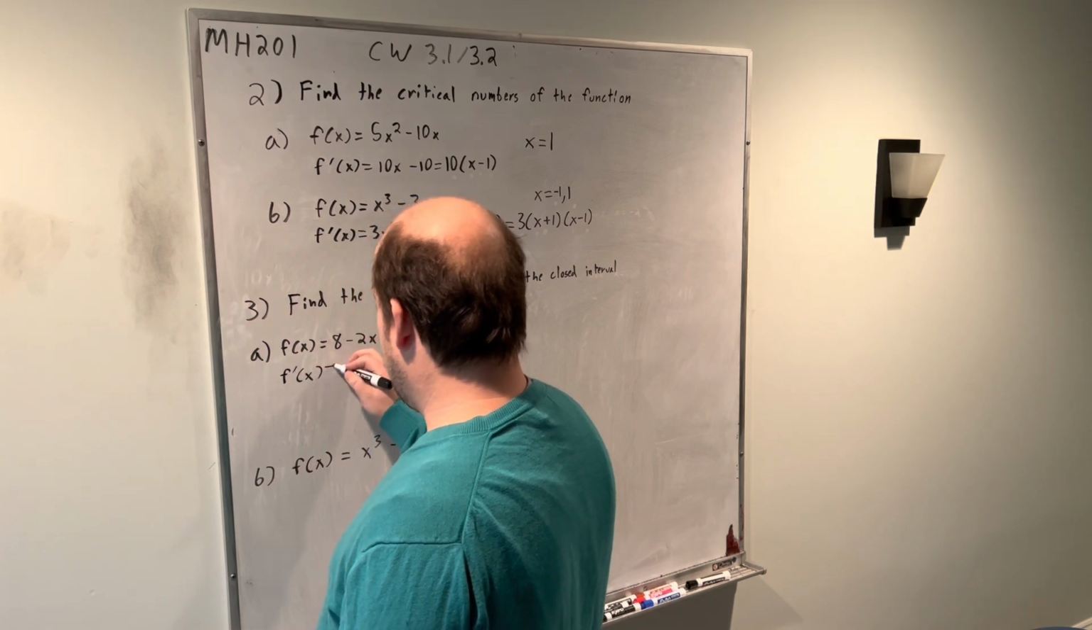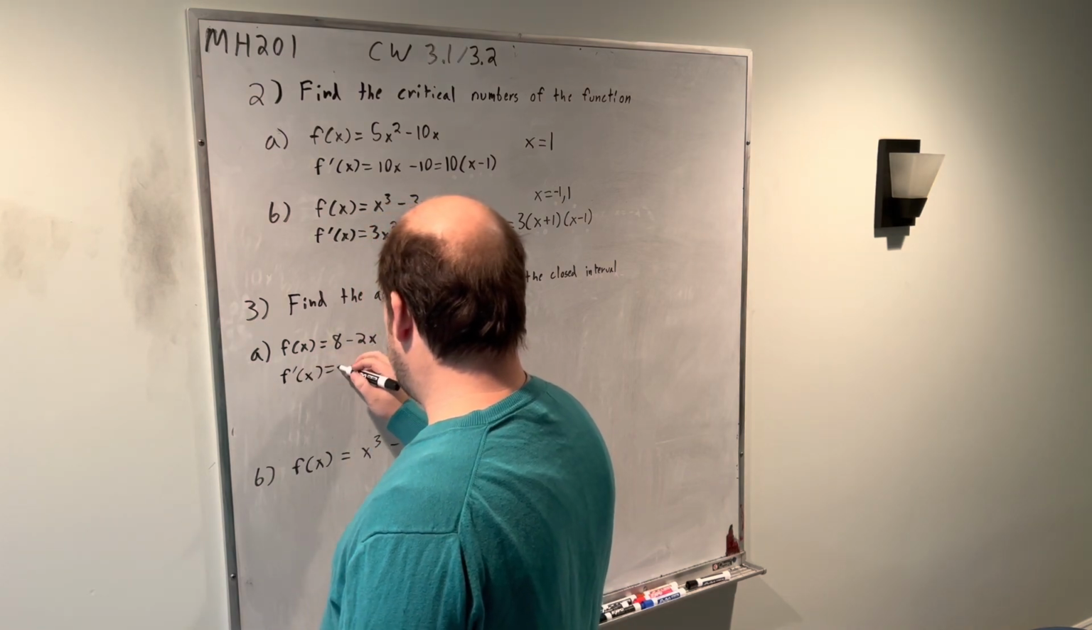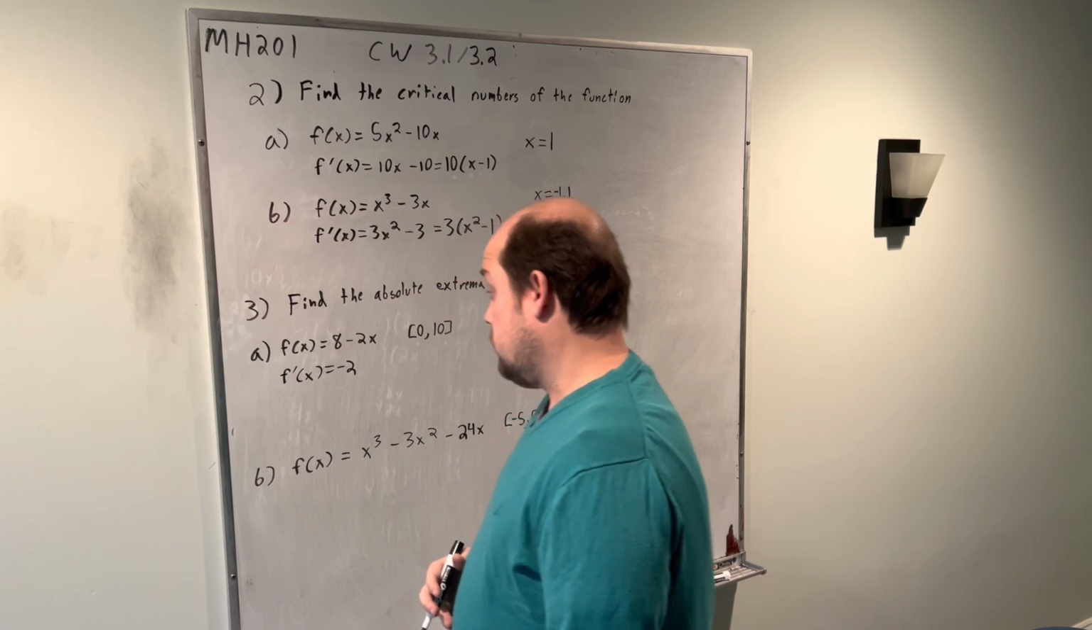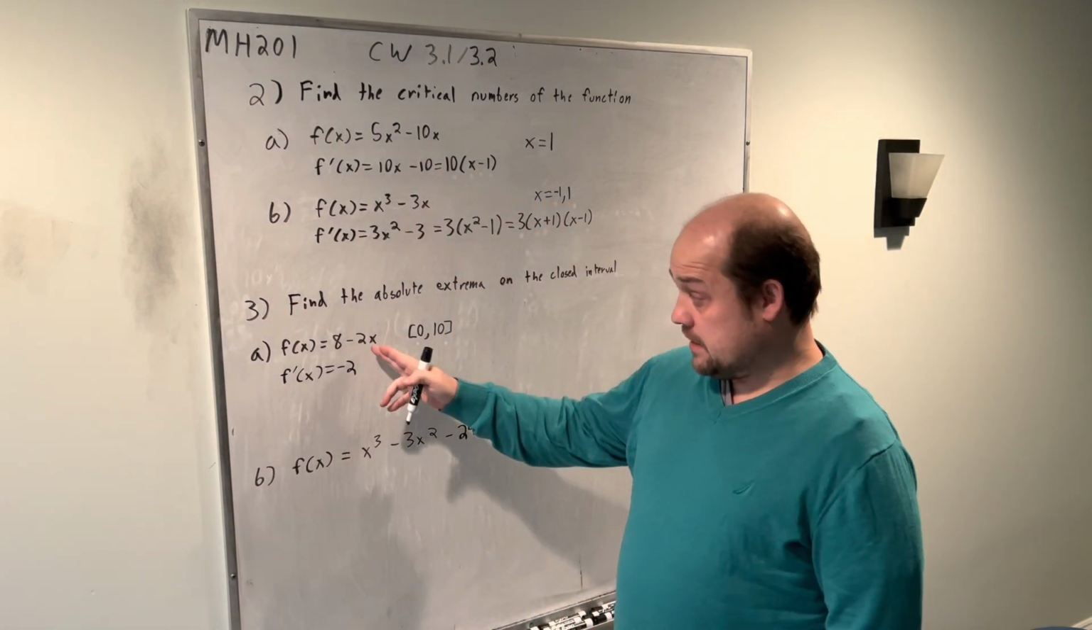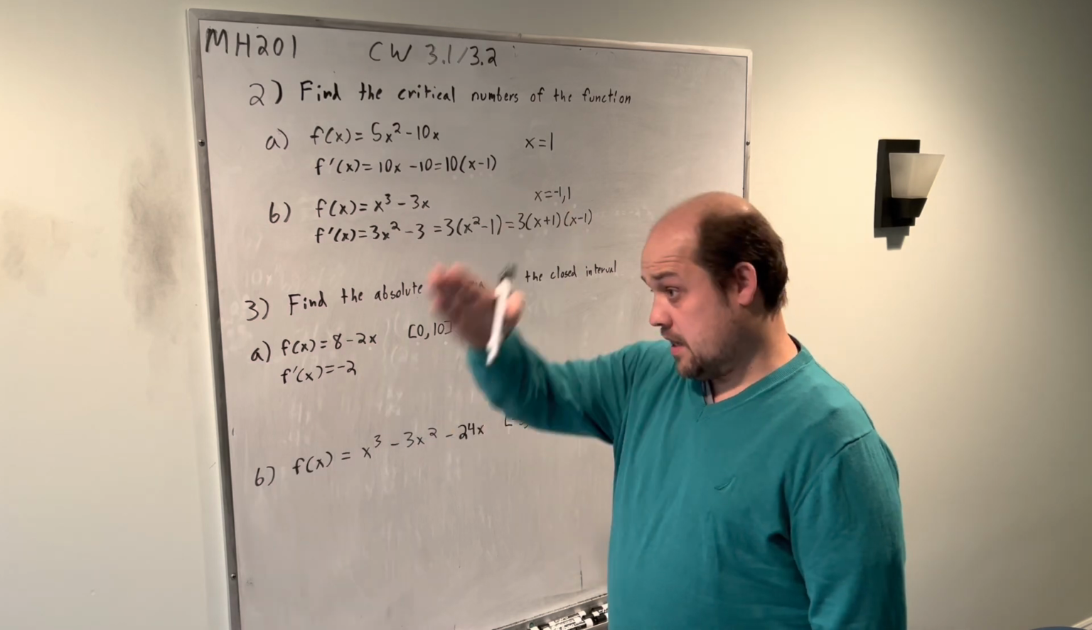When I take the derivative, 8 minus 2x just becomes -2. That derivative is just negative everywhere. Basically, this is a decreasing function. It's a straight line going down.